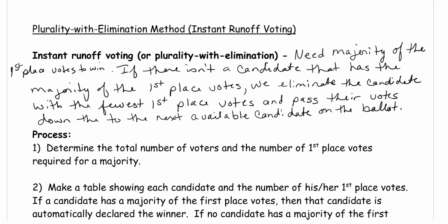In this video we're going to talk about a method called plurality with elimination. It's also called instant runoff voting. So in instant runoff voting or plurality with elimination, the winning candidate needs to have the majority of the first place votes to win. If there isn't a candidate that has the majority of the first place votes, we eliminate the candidate with the fewest first place votes and pass their votes down to the next available candidate on the ballot. Again, with this one, it's easiest to learn it when you see it being done.